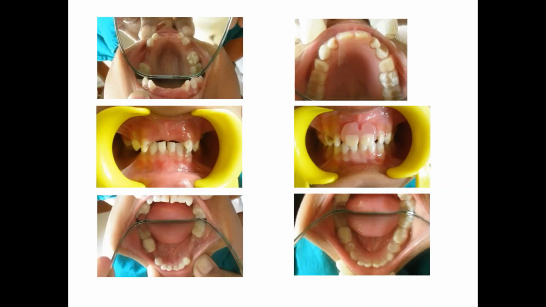Here in this picture, as we can see, there are multiple missing teeth in the patient, both in the maxillary and the mandibular arch, which are replaced by a removable partial denture. This removable partial denture provides aesthetics and phonetics, especially in the anterior tooth region.